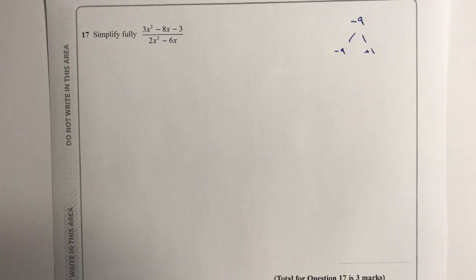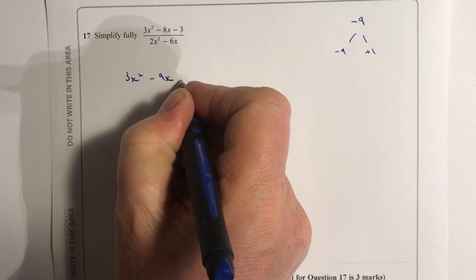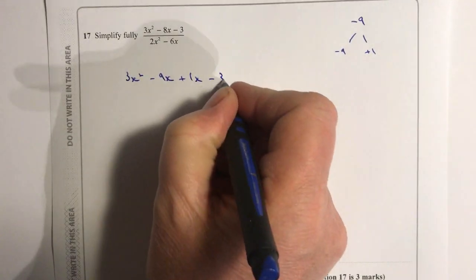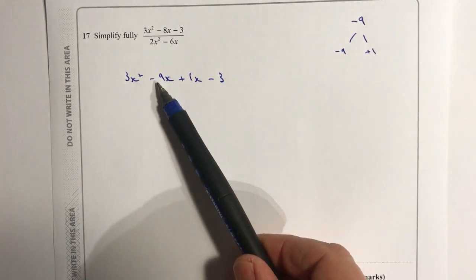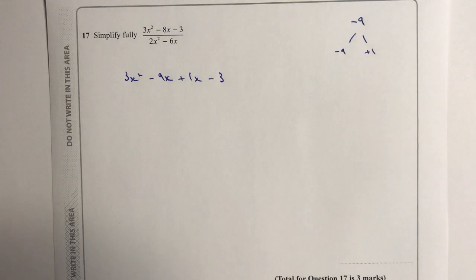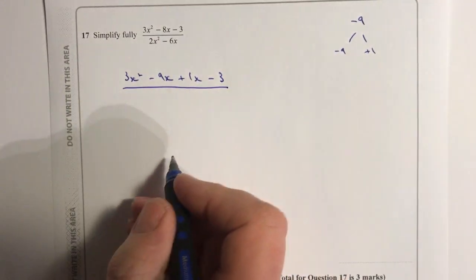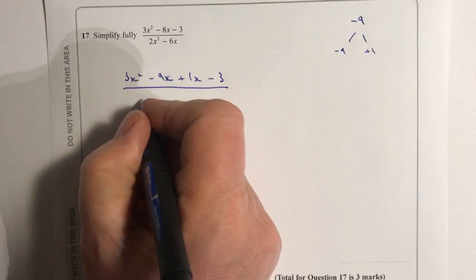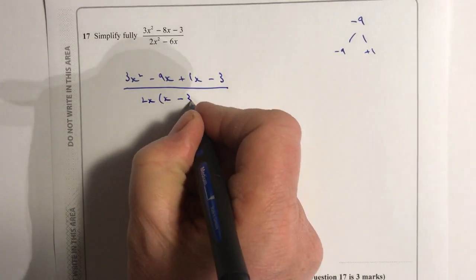So I've got now the ability to write the top line as 3x squared minus 9x plus 1x minus 3. And remember that if I simplified that, minus 9x plus 1x is going to be minus 8x. So that's fine because I haven't really changed anything. I've just written it in a slightly different way. The bottom, well, at the moment I'm going to factorise for 2x because I know then I'm going to get x minus 3.